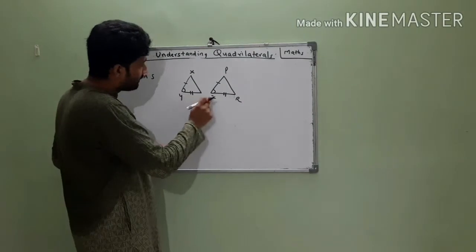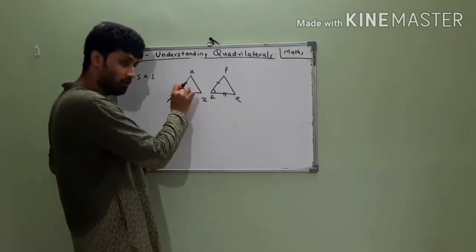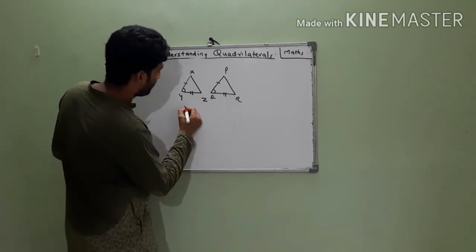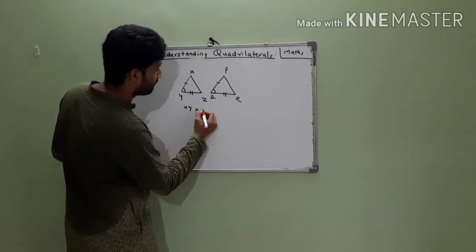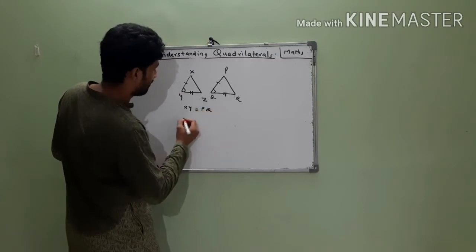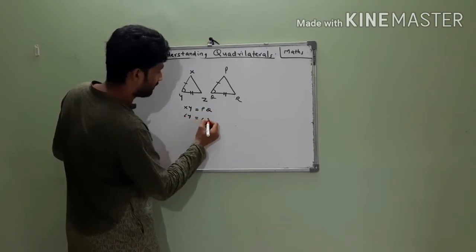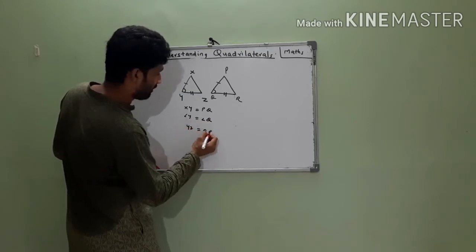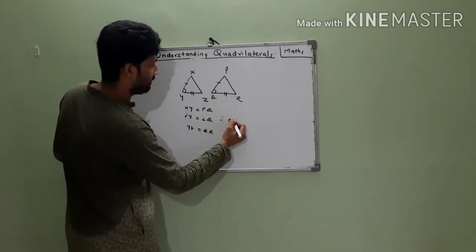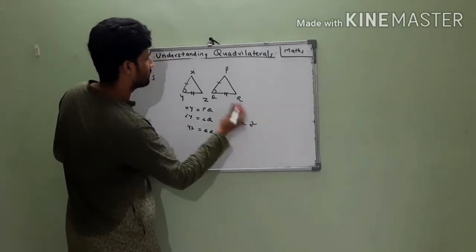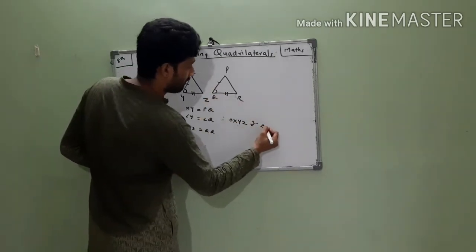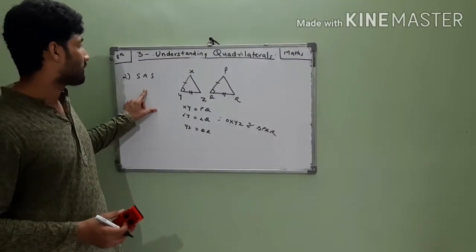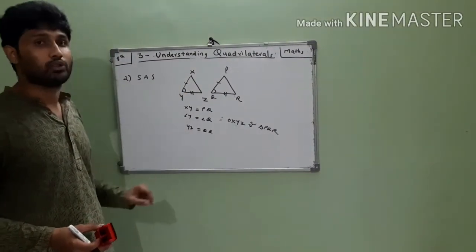So when you have these two sides, we have the angle which is given, angle Y and angle Q. So if I have XY equal to PQ, angle Y equal to angle Q, and YZ is equal to QR, then I can say triangle XYZ is congruent with triangle PQR. Clear? This is the side angle side postulate.